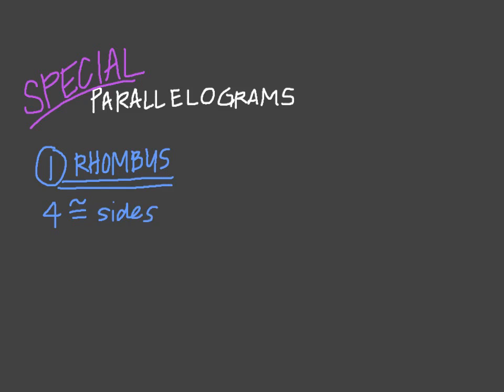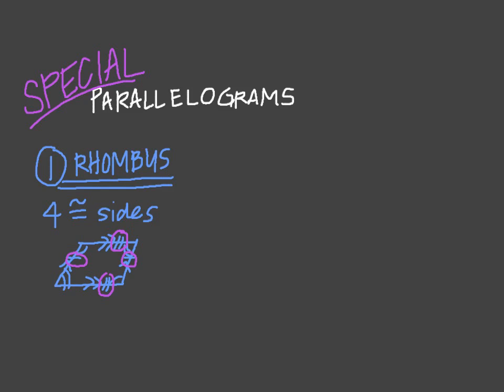Okay, so we've got a rhombus. It's a parallelogram, so it has all the qualities of a parallelogram. It has opposite sides parallel. It has opposite angles congruent, opposite sides congruent. It has all the qualities of a parallelogram, but the extra added bonus is that instead of it being like a traditional parallelogram where the opposite sides were congruent, all the sides are congruent. So all four sides are congruent.